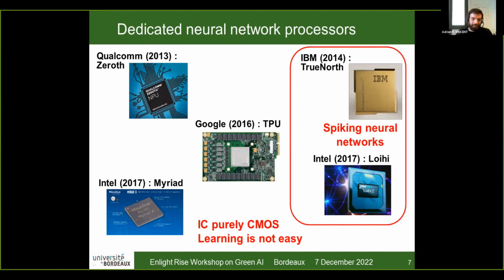The main idea here is that most of them are based on pure CMOS, so silicon technology, like conventional computers. And in the very vast majority of them, learning on chip is actually kind of difficult, if feasible. Meaning that usually you need to perform the learning on a supercomputer off the chip, and then you upload the trained neural network onto the chip.